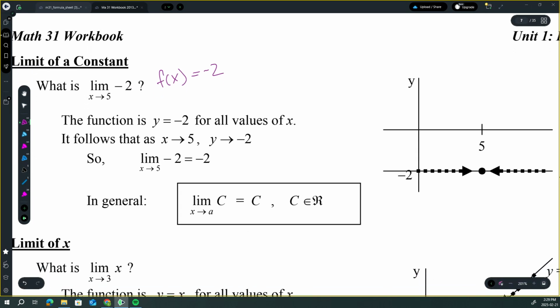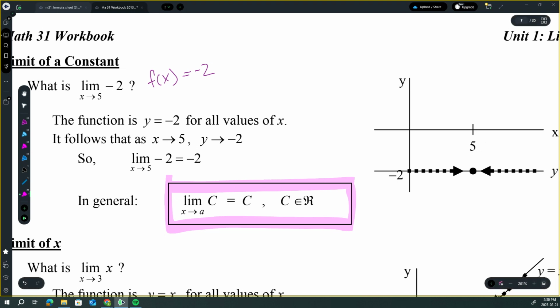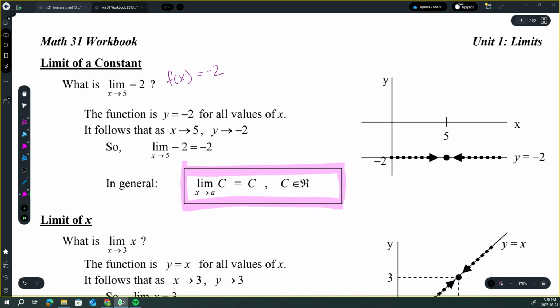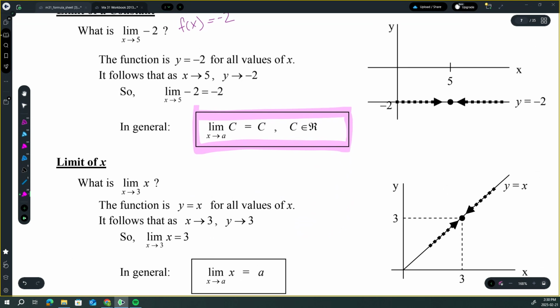So we can say that in general, the limit of c as x approaches whatever value a is, from the left and the right hand side, that limit will equal c, and c is an element of the real numbers. You can assume that for any constant, because it doesn't matter what your value of x is, your y is always going to be whatever c is.